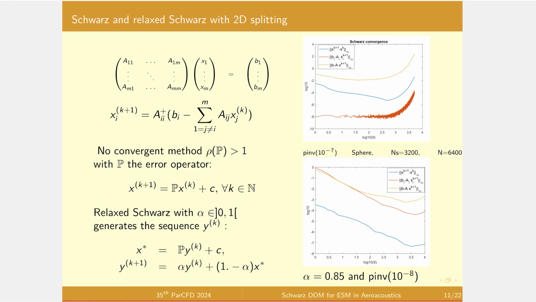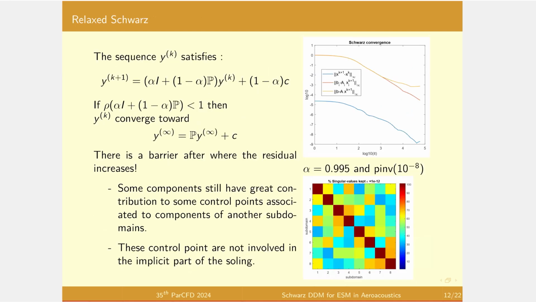So we see that with this geometrical splitting, we don't have a convergent method. We tried some relaxation, taking only a part of the new solution. This gives some convergence, but after a while the method starts to diverge. Even with a very small relaxation parameter, we see some instability in the algorithm, and it starts to diverge here.